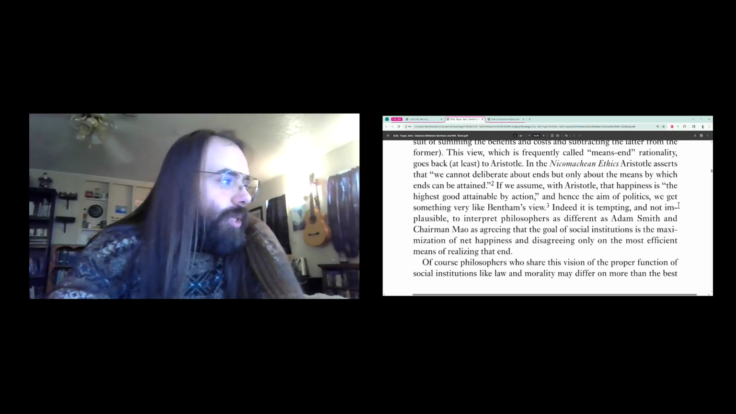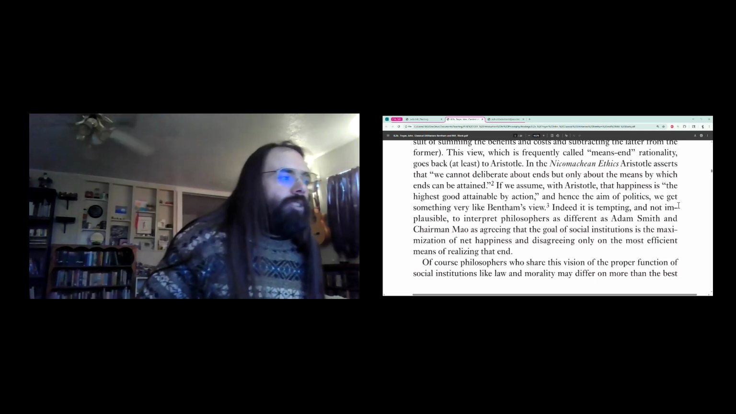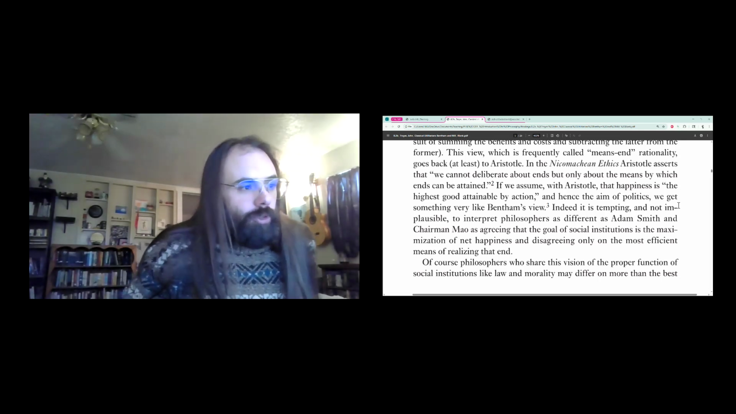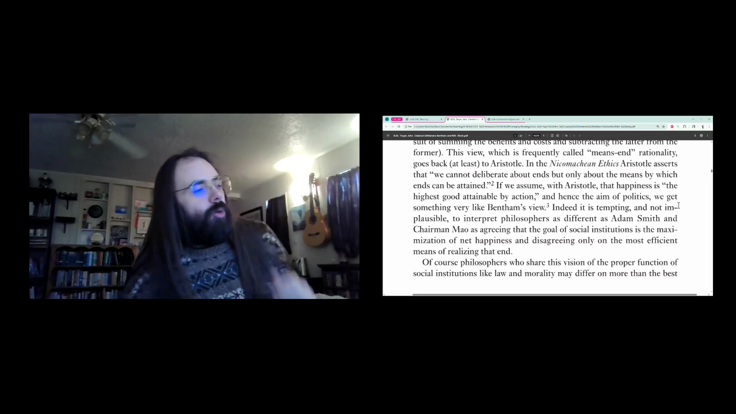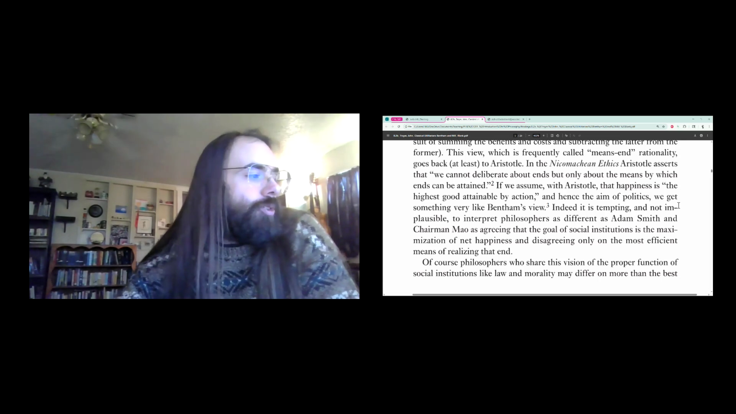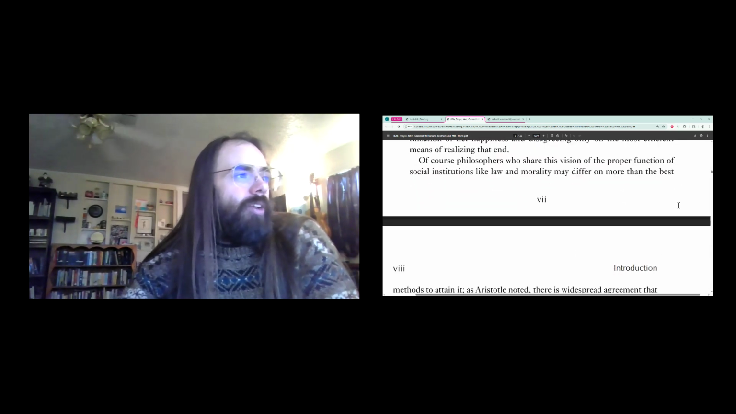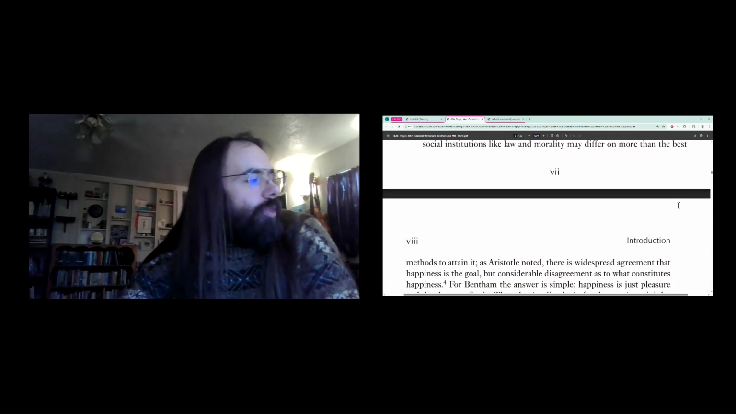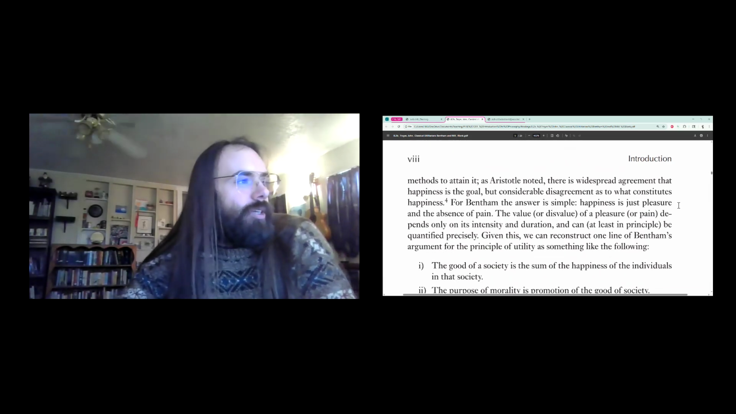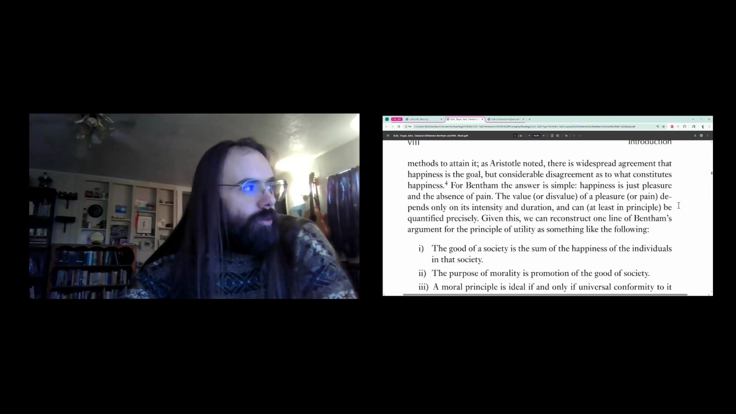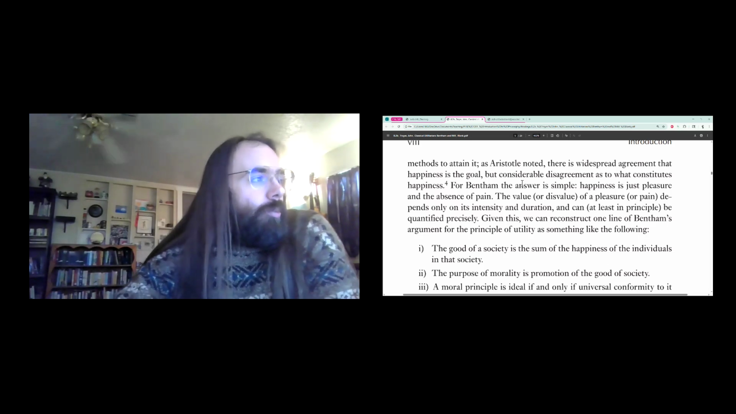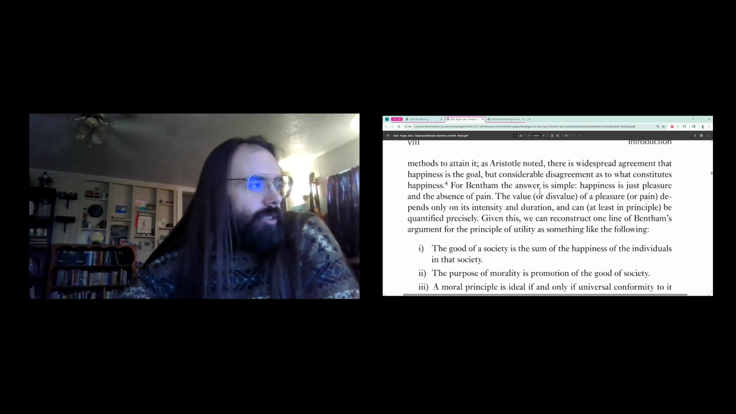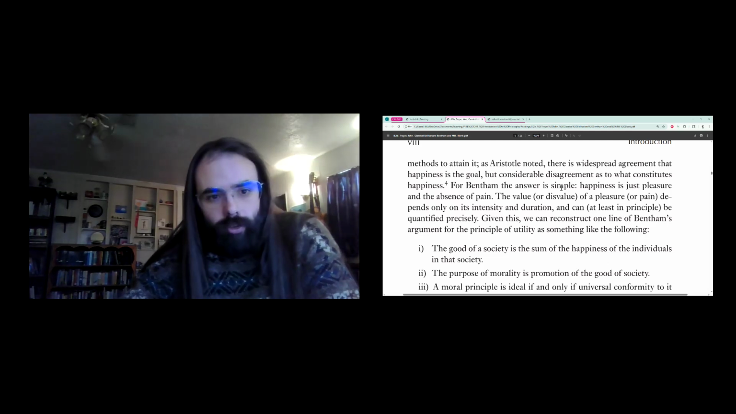Indeed, it is tempting and not implausible to interpret philosophers as different as Adam Smith and Chairman Mao as agreeing that the goal of social institutions is the maximization of net happiness and disagreeing only on the most efficient means of realizing that end. Of course, philosophers who share this vision of the proper function of social institutions, like law and morality, may differ on more than the best methods to attain it. As Aristotle noted, there is widespread agreement that happiness is the goal, but considerable disagreement as to what constitutes happiness, as we were just saying.